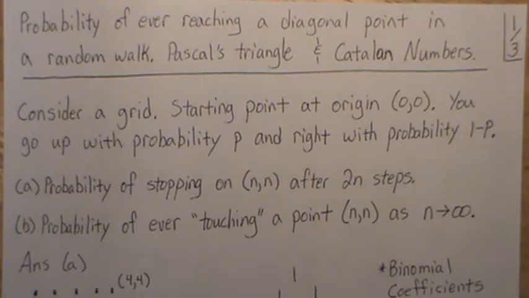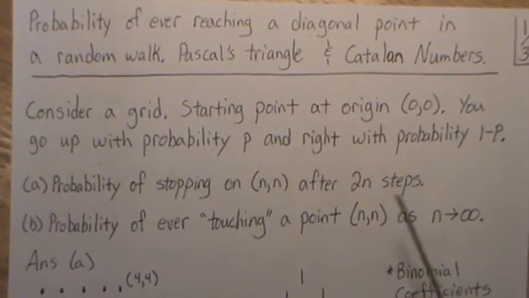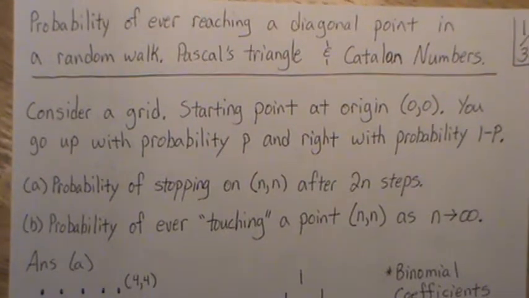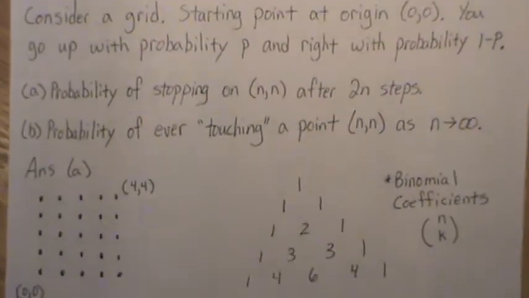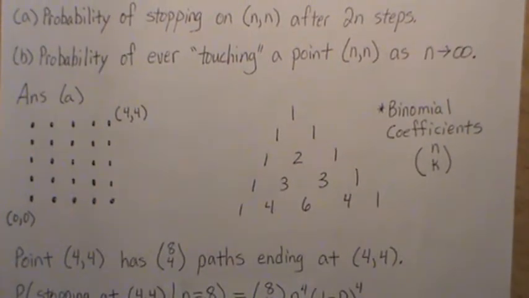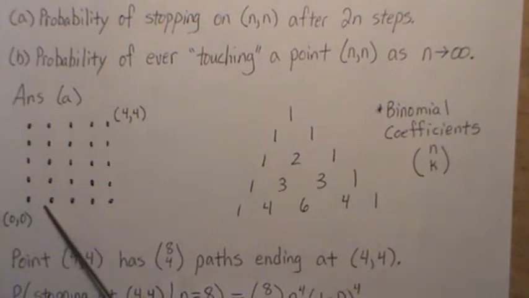So let's get started. First, consider a grid. The starting point is at the origin, 0, 0. You go up with probability P and right with probability 1 minus P. So the first question we want to look at is, what's the probability of stopping at the n, n point after 2n steps? Then the second question is, what's the probability of ever touching a point n, n as n goes to infinity? Now the first one, there are lots and lots of videos on this, so I won't go too much in depth.